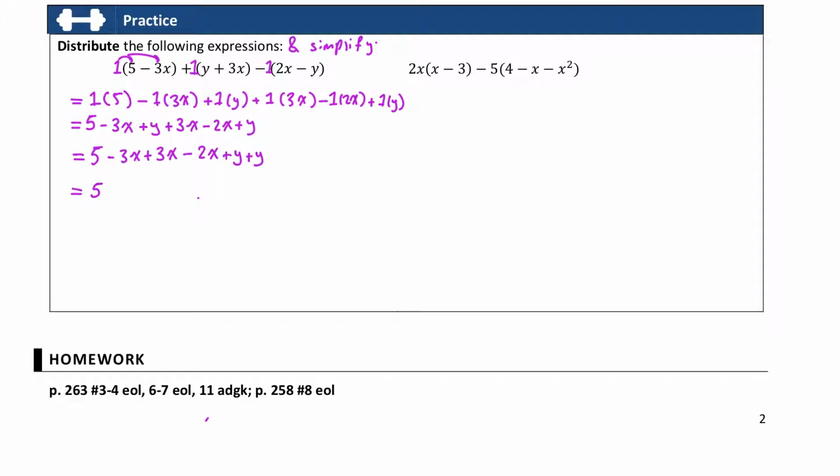In my next step, I will simplify 3x. The negative 3x and the positive 3x will cancel each other out, giving me a final value of 0, and subtracting that by 2x gives me negative 2x, and y plus y is equal to 2y.